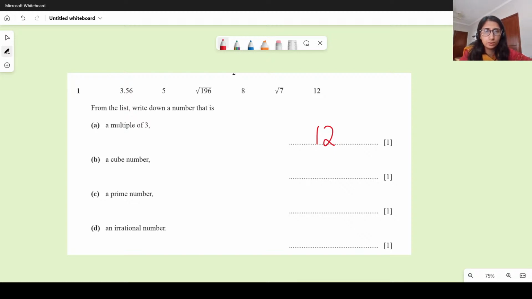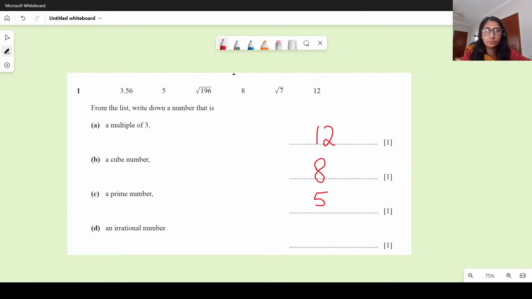A cube number. So cube number is 8 because cube root of 8 is 2, so it's definitely 8. A cube number is a number whose cube root is a whole number. So if you find the cube root of 12 from a calculator, you won't get a whole number. Prime number. A prime number is a number which is divisible by 1 and itself only. So that would be 5.